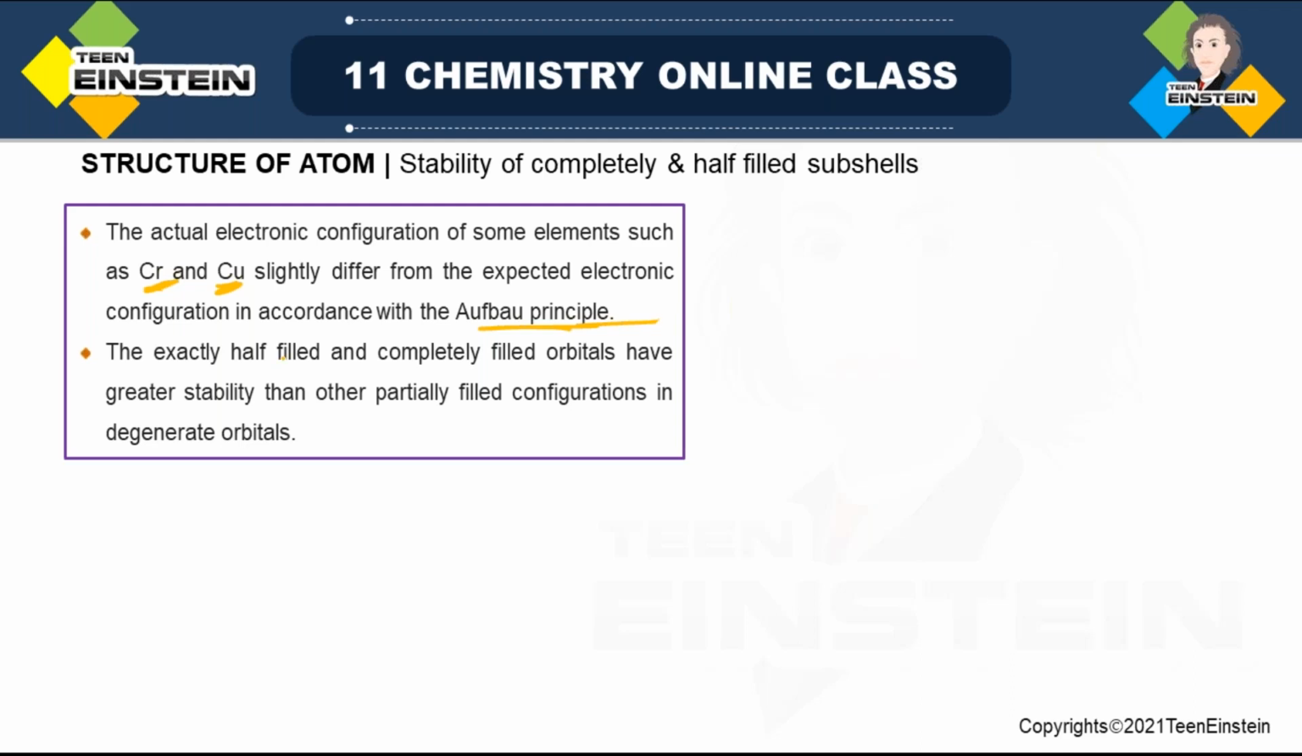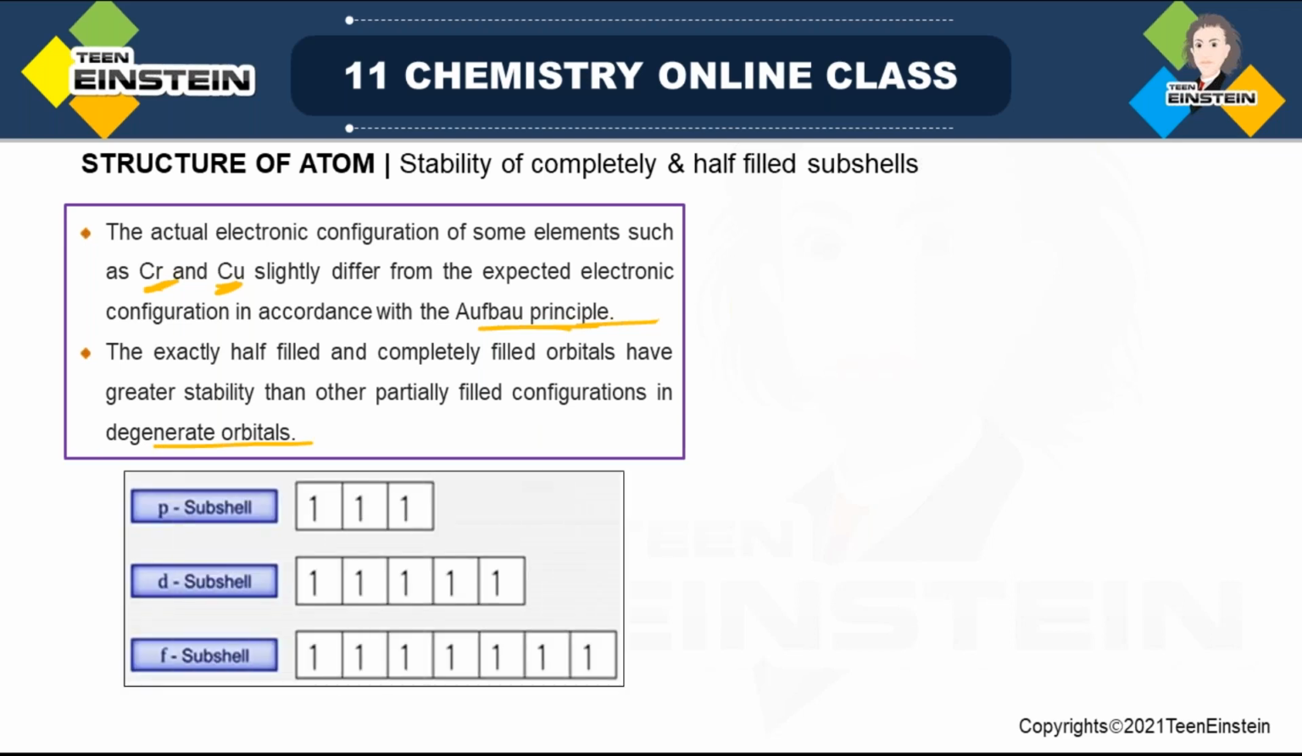The exactly half-filled and completely filled orbitals have greater stability than other partially filled configurations in degenerate orbitals. For P, it is 3 electrons, then only it is half-filled. For D, half-filled will be when there are a total of 5 electrons, and for F, it will be half-filled when there are 7 electrons. Because according to Pauli's exclusion, you can't place the 7 electrons in the same orbitals; first you have to fill them singly. That is why when the F subshell is half filled, it contains 7 electrons, F7.